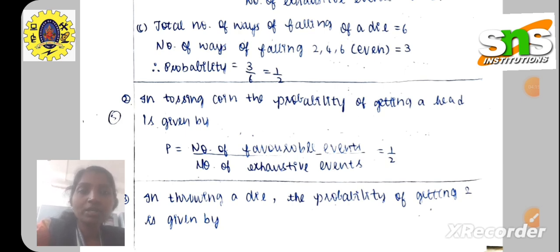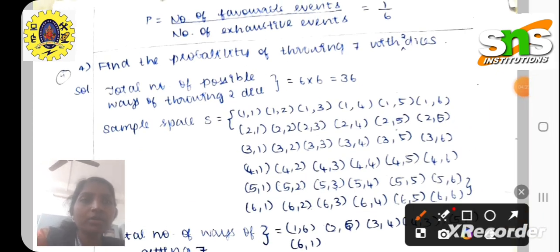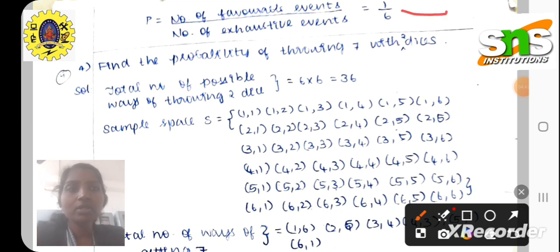Therefore, the probability of the event of getting a head alone while tossing a coin is given by 1 by 2. In a similar way, while throwing a die, the probability of getting 2 is given by, in throwing a die, the number of exhaustive events is 6. Therefore, the probability of getting 2 is 1 by 6 again. This is how we perform problems in probability and statistics. So as said here, the number of favorable events is 1, getting 2, and the number of exhaustive events is 6. Therefore, 1 by 6 is the probability of getting 2.